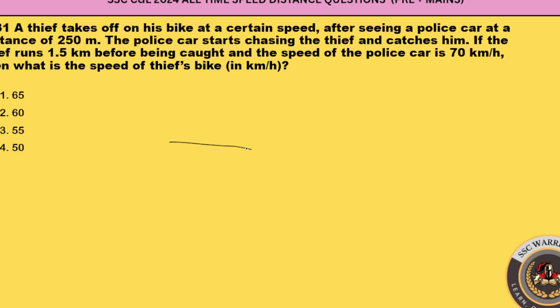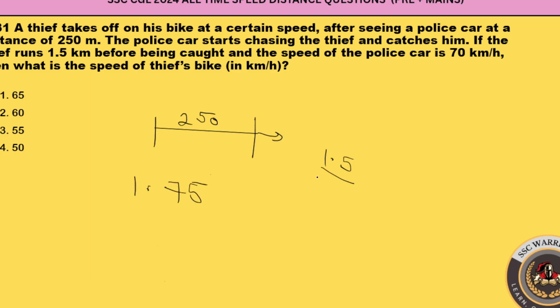A thief takes off on his bike at a certain speed. After seeing a police car at a distance of 250 meters, the police car started chasing the thief and catches him. If the thief runs 1.5 kilometers before being caught, here is the police and here is the thief. He started running, and ran 1.5 kilometers before being caught. So the policeman will run 1.75 kilometers, that is 1.5 plus 0.25.